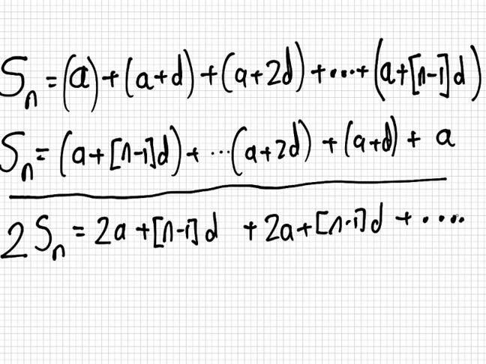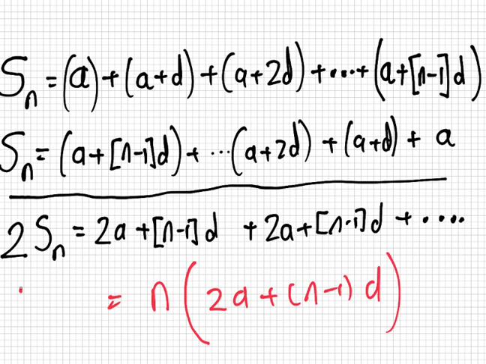Now, we can do a lot now, because if you add the same number to itself many times, like 5 plus 5 plus 5, that's the same as 3 multiply 5. 6 plus 6 plus 6, 3 multiply 6. So, how many terms do I have here? N of them. So I can change all of this into just n multiply 2a plus n minus 1d. And here I still have 2Sn.